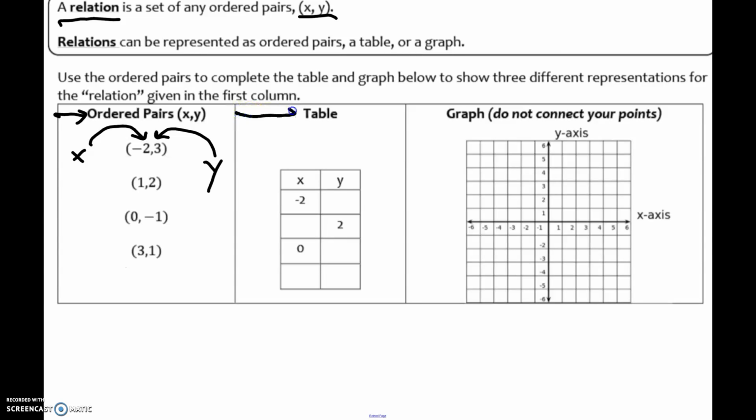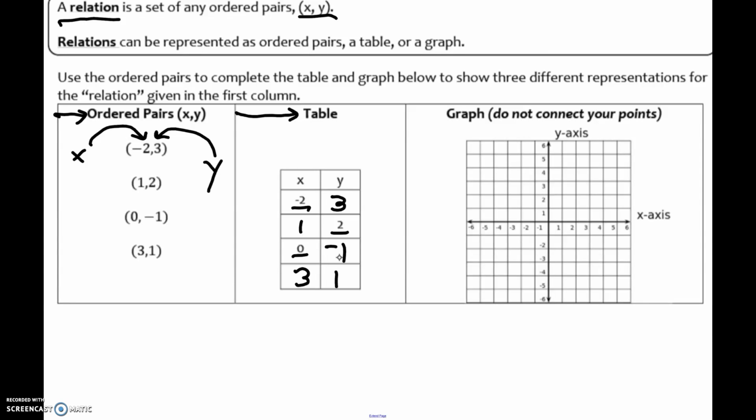Another way to write a set of ordered pairs is to fill them out in a table. So if we were to take the set of ordered pairs in the first column and rewrite them so that they're in a table in the second column, we would get -2, 3, 1, 2, 0, -1, and 3, 1. So this is just another way to write these ordered pairs. It's also another example of what a relation can look like.